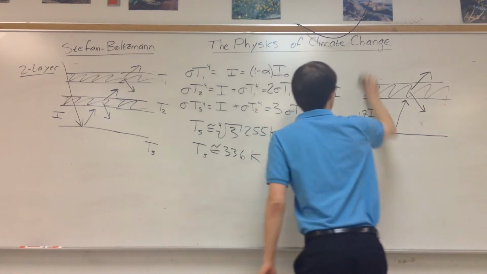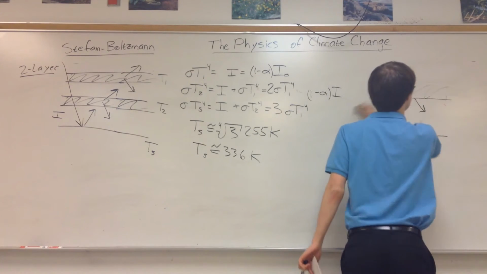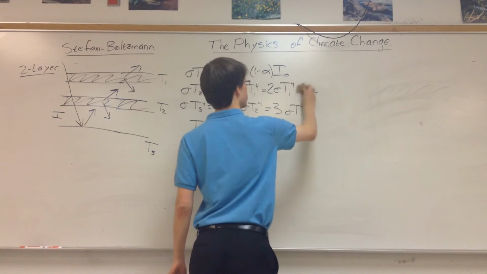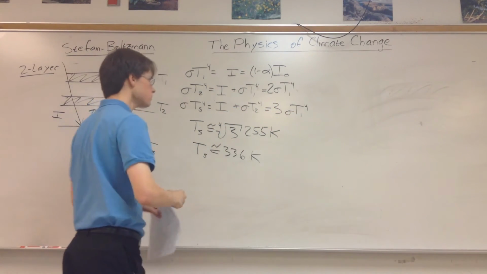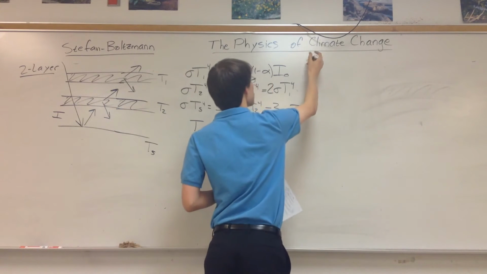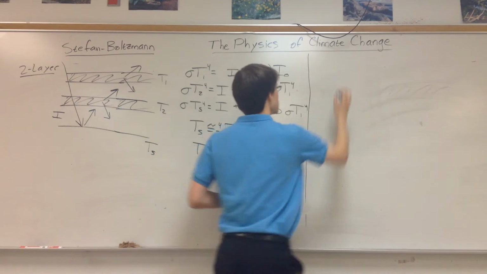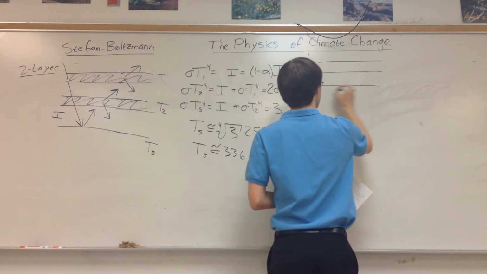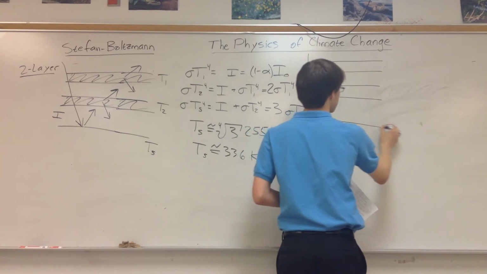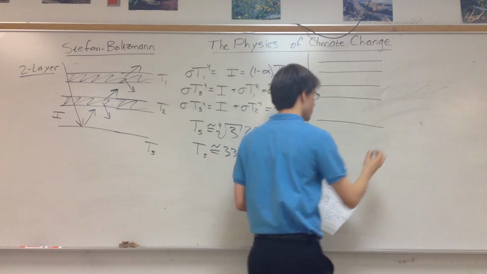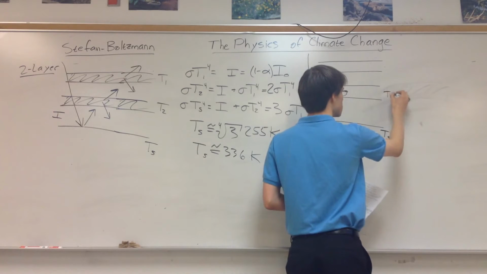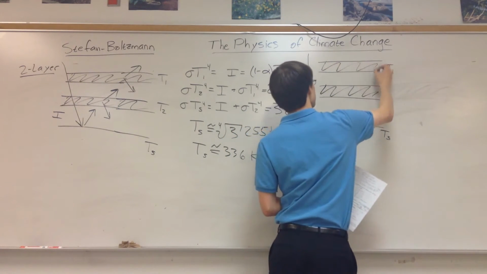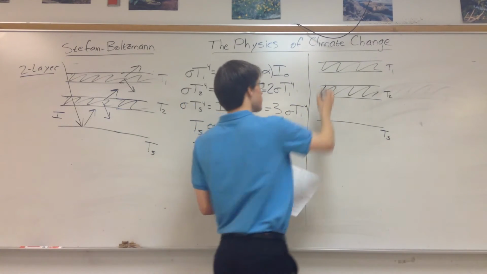And doing that will give us a more accurate result. I'm also going to erase this. Okay. So we're going to set up our toy model. We're going to have our upper atmosphere, our lower atmosphere, our surface, and our 3 temperatures: T surface, T2, and T1. Fill these in. Now we're going to have our incoming radiation.